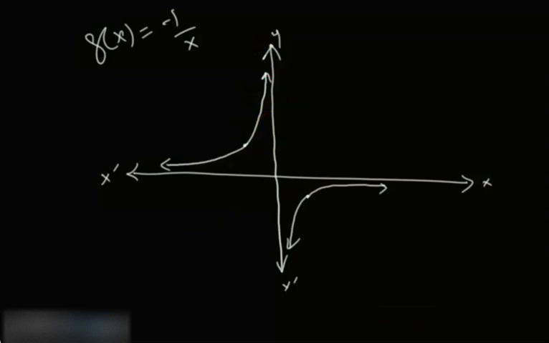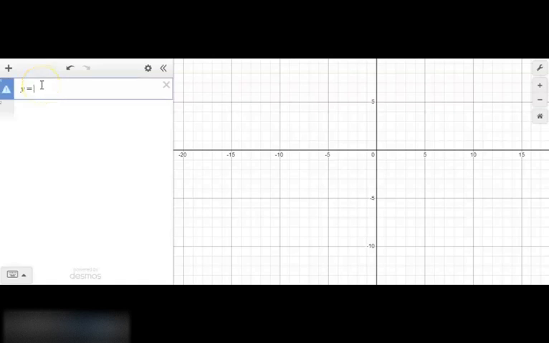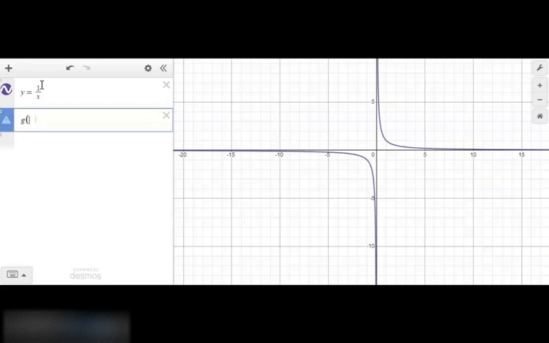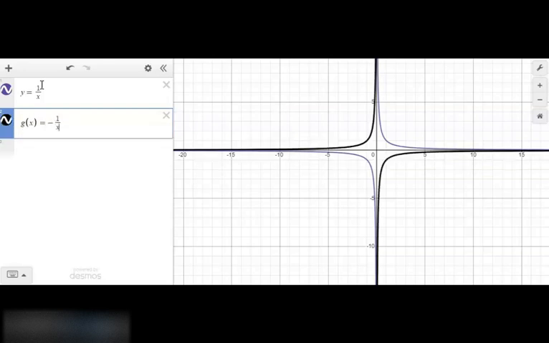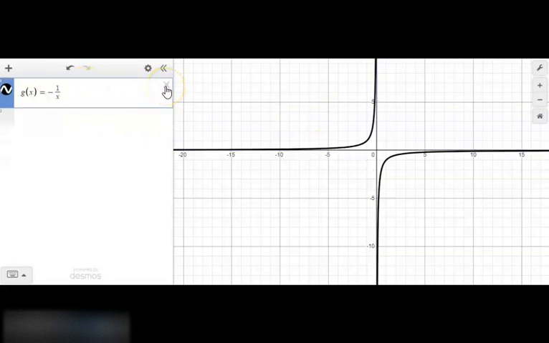We can see it on Desmos. Here it is y equal to 1 by x. This is the parent function, and g of x equal to minus 1 by x. This is reflected about x-axis or y-axis, you can say both the things.